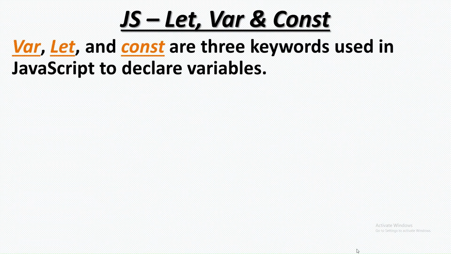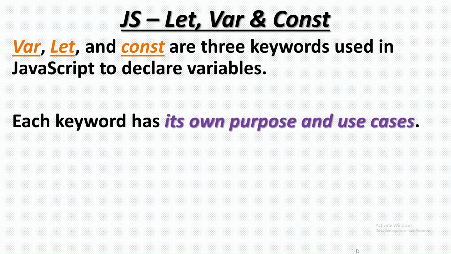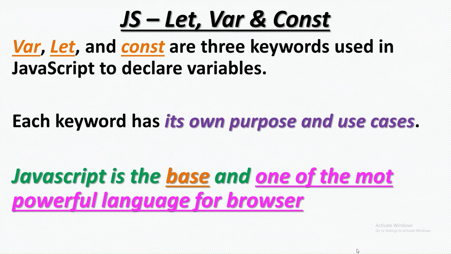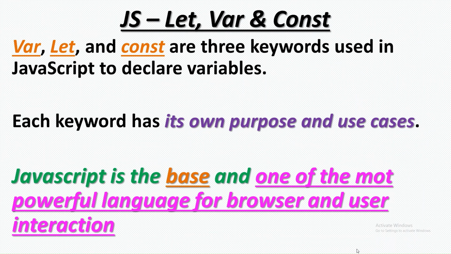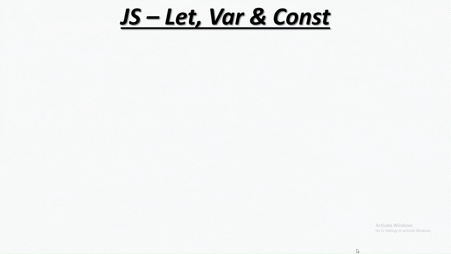Var, let and const are the three keywords used in JavaScript to declare variables. Each keyword has its own purpose and use cases. JavaScript is the base and one of the most powerful languages for browser and user interaction. Going ahead, let's understand a little better.